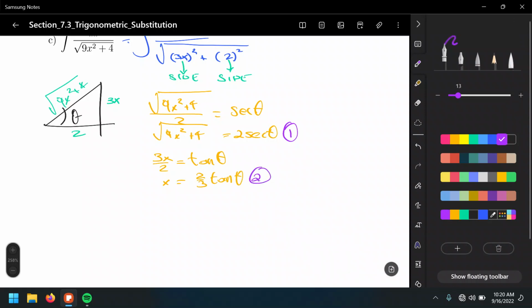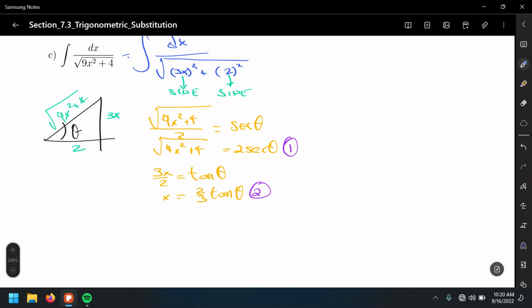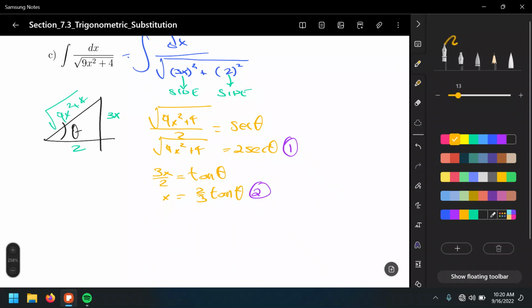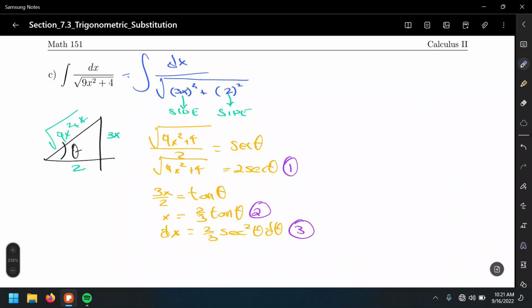However, we're not going to need it because we don't have factors of x outside of the radical. We still have to write it down because that's what we're going to use to find our dx. Now, what's the derivative dx of tangent? Secant squared d theta. That's number 3. And we have everything we need to do the trigonometric substitution.